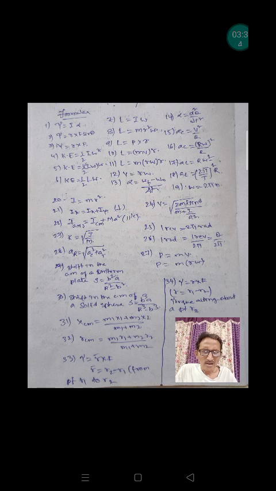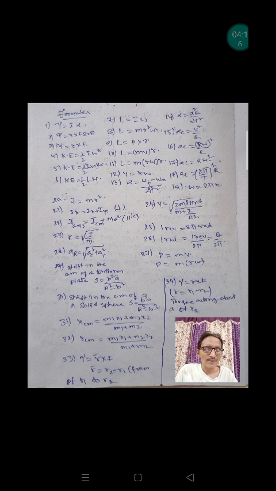Then if you see formula number 13, alpha is equal to omega final minus omega initial by delta t. That is similar to a is equal to v minus u by t. So alpha is equal to angular velocity final minus angular velocity initial by delta t. That can be taken as 14th formula, alpha is equal to d square theta by dt square. In terms of displacement it is written. D square theta by dt square is the angular displacement. Rate of angular displacement is angular velocity. Rate of change of angular velocity is angular acceleration.